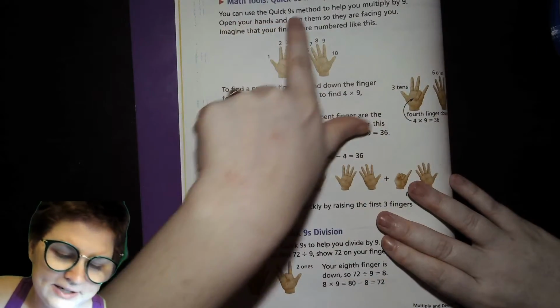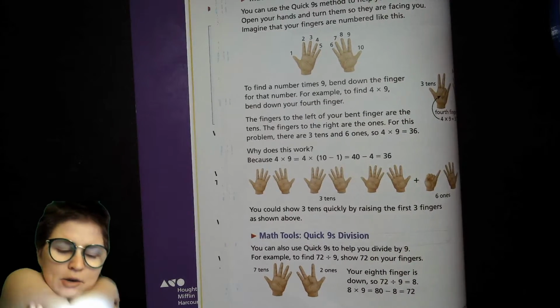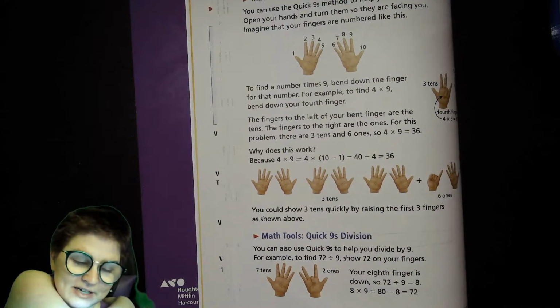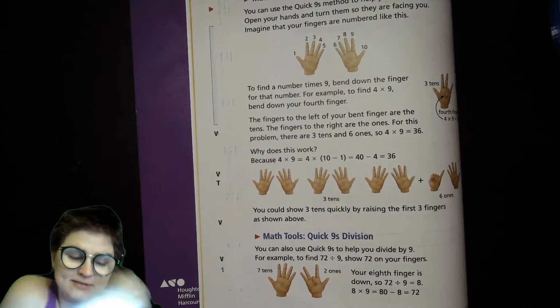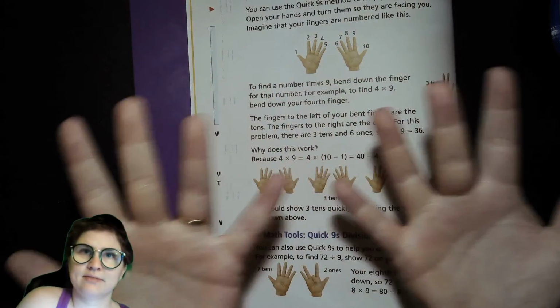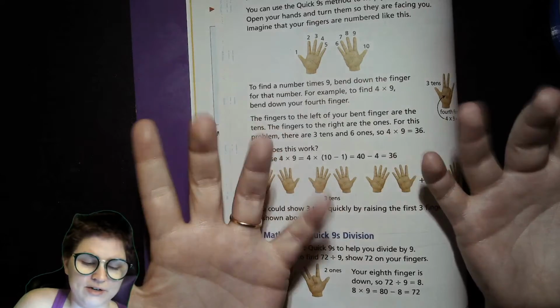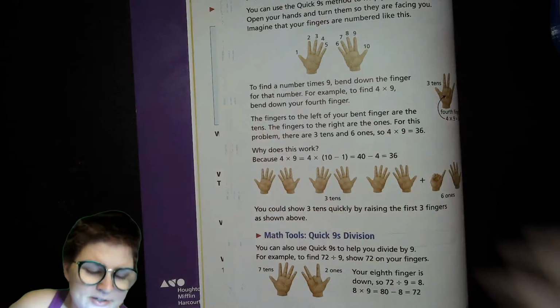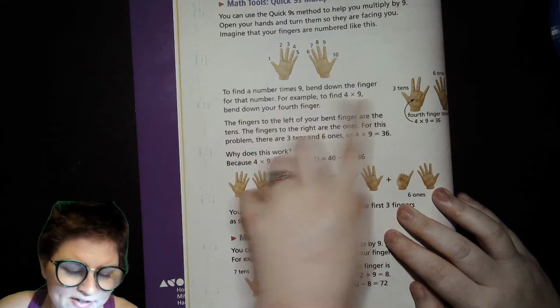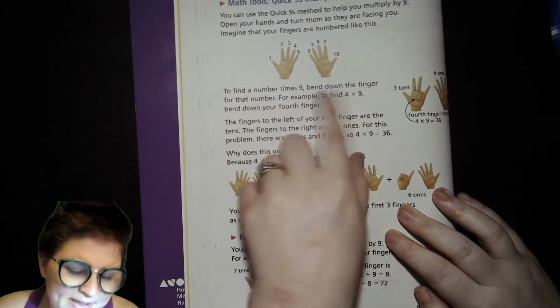You can use the quick nines method to help you multiply by 9. Open your hands and turn them so they are facing you. Imagine that your fingers are numbered like this. Okay, just like that. 1, 2, 3, 4, 5, 6, 7, 8, 9, 10. To find a number times 9, bend down the finger for that number.